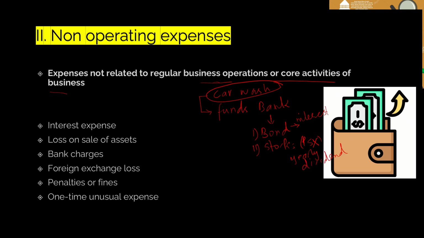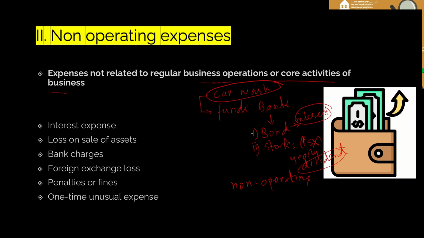For example, a yearly dividend, or twice a year, he is earning. Now, the earnings in the form of interest and in the form of dividends are also profit, but they are labeled as non-operating. Why non-operating? Because they are not generated from the core activities of the business.